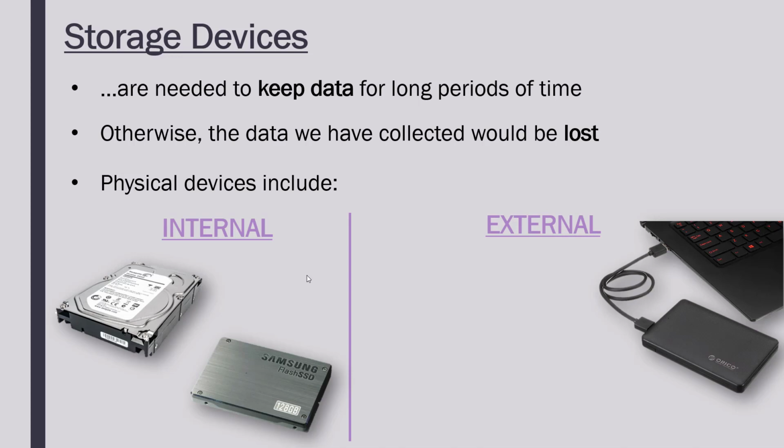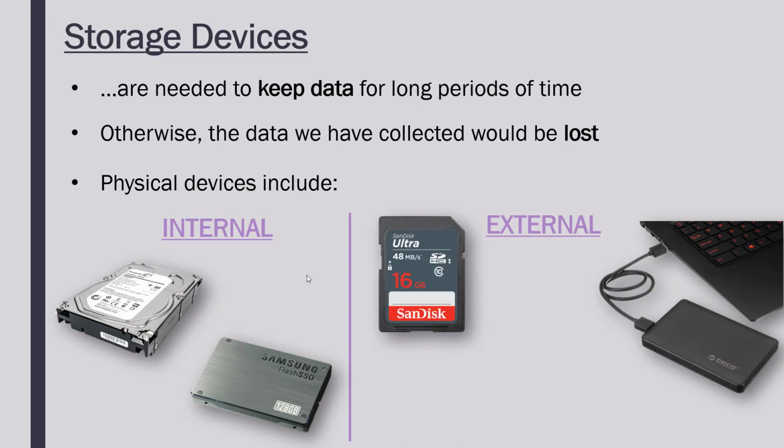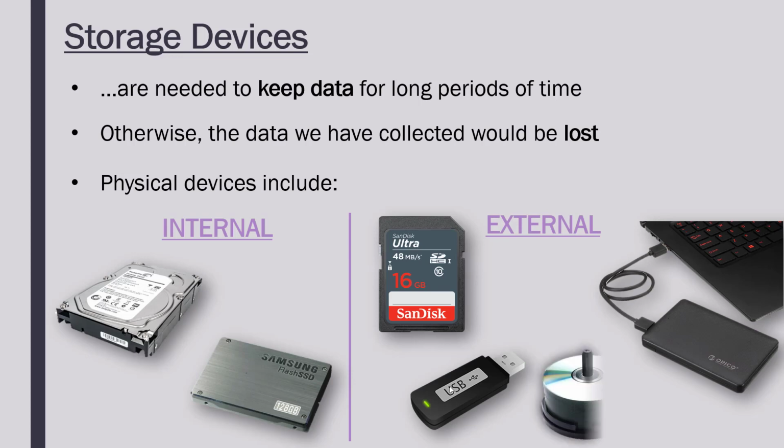But we'll talk about this more. Other external devices include things like SD cards, a USB memory stick. Don't just call it a USB, because a USB is the kind of port. It's a USB memory stick, and also things like CDs, each of which we'll talk about in a couple of minutes.